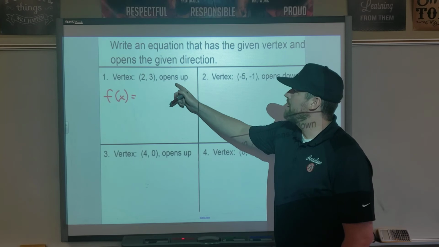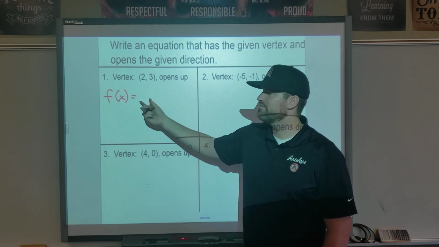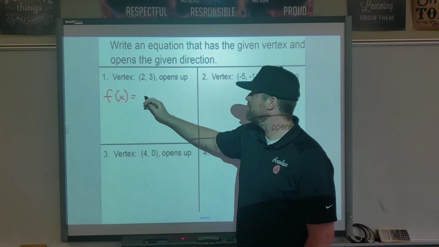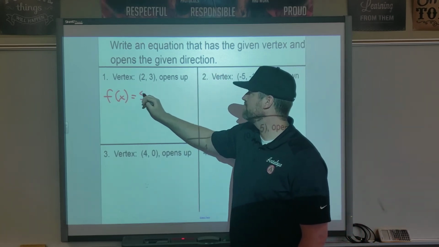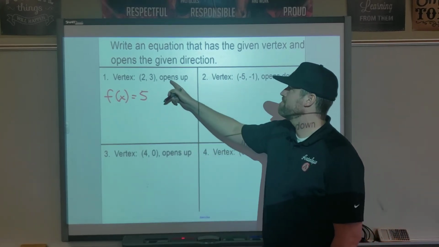If I want it to open up, what do I know about my a value? Well, I just know that it's positive. So since I didn't specify anything else, I just want any positive number. So I'm going to pick 5. Why did I pick 5? I don't know, I just felt like it. It doesn't matter. It just says make it open up.